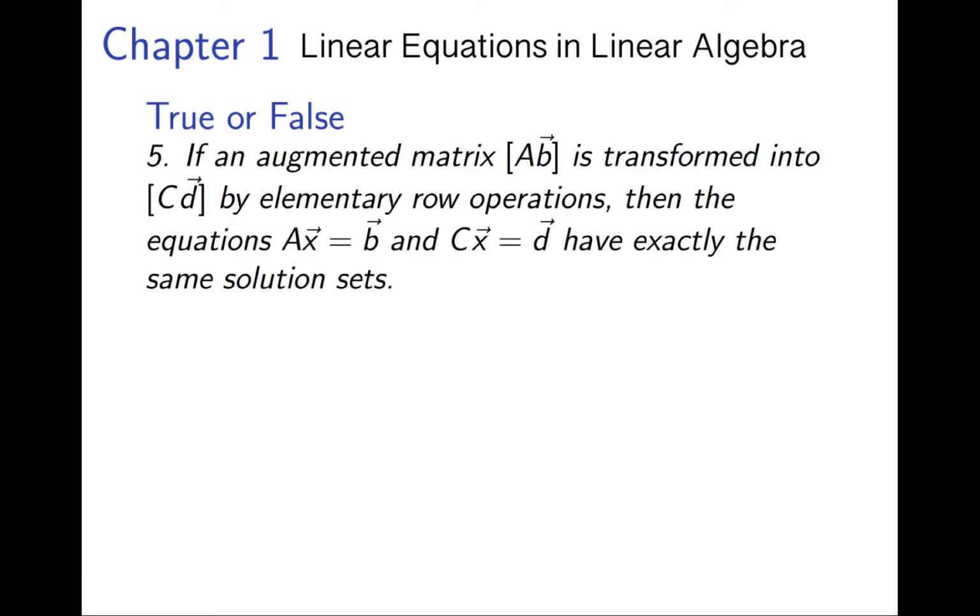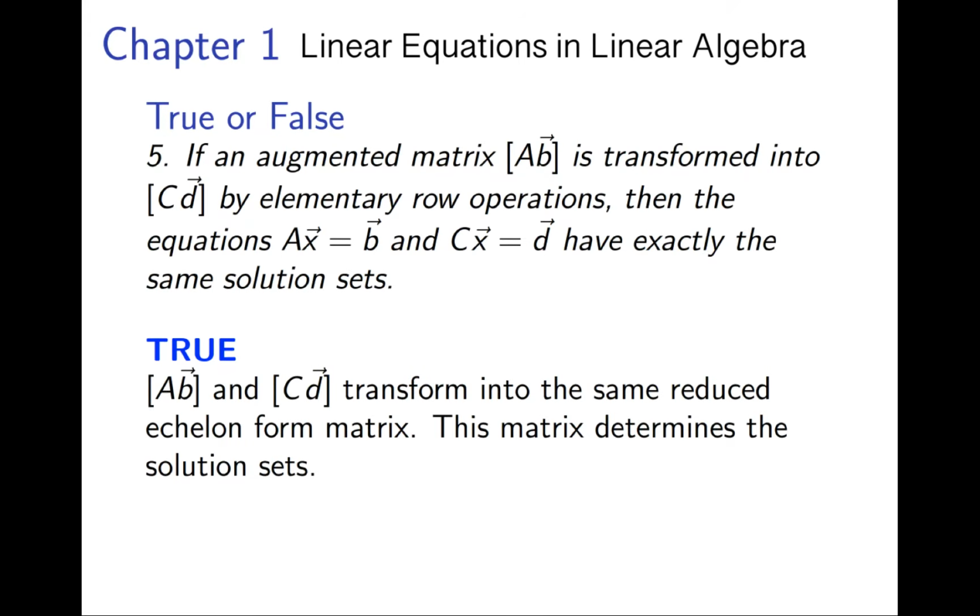Number 5. If an augmented matrix [A B] is transformed into [C D] by elementary row operations, then the equations AX equals B and CX equals D have exactly the same solution sets. And you guessed it, it's true. [A B] and [C D] will be transformed into the same reduced echelon form matrix. And the reduced echelon form matrix determines the solution sets.